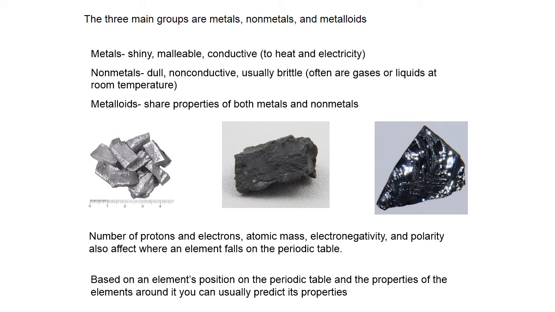Based on an element's position on the periodic table and the properties of the elements around it, you can usually predict its properties. So an element found in the middle of the metal section probably has properties similar to other metals, most likely being reflective, malleable, conductive, etc. The number of protons and electrons, atomic mass, electronegativity, and polarity all can affect where an element falls on the periodic table.